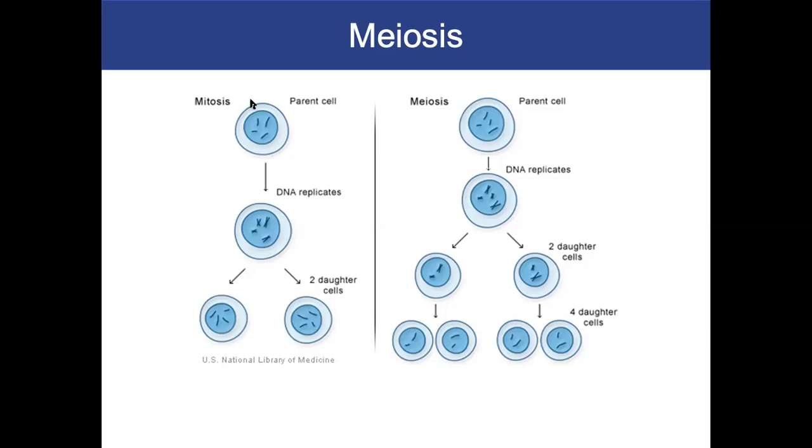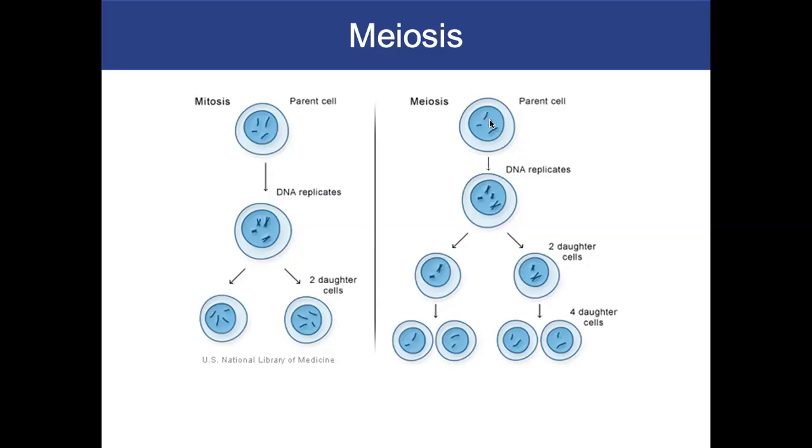So here is the parent cell. So this would be a pre-sperm. You have stem cells in your ovaries and testes, and they divide and kick out these pre-sperm or pre-eggs, if you will. And then these guys are going to go through meiosis to make the egg and sperm.